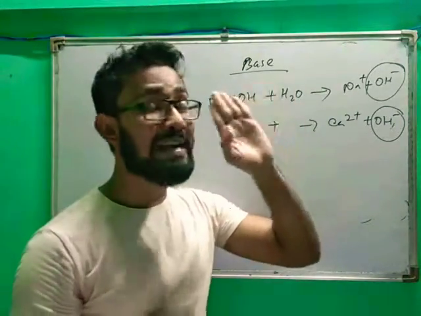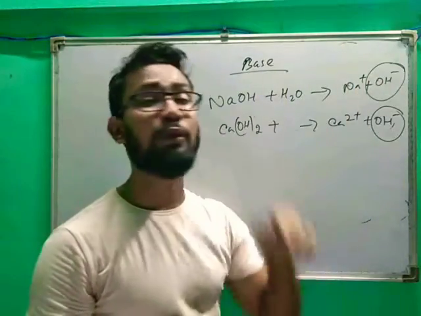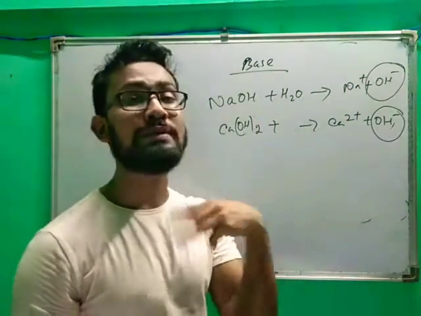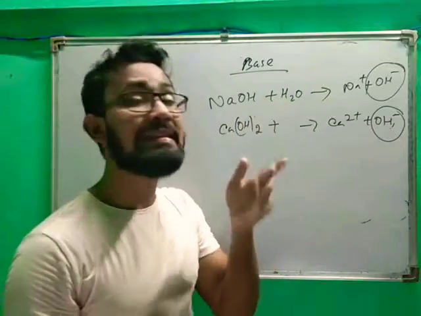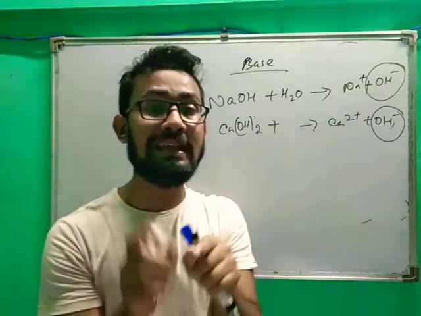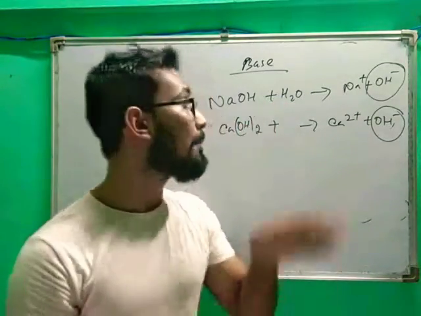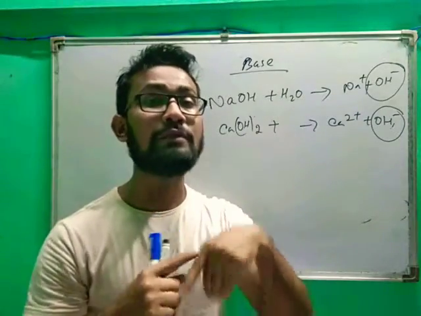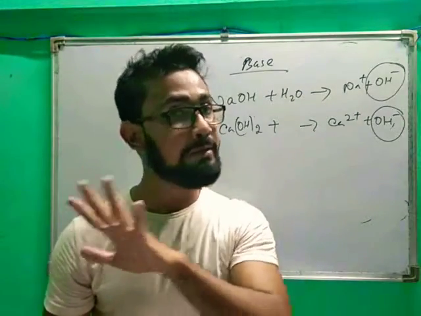So the base shows basic character because of this OH minus. Why does NaOH show basic character, and why does HCl show acidic character? HCl shows acidic character because it produces H plus ion, but NaOH shows basic character because it produces OH minus ion. Understood?